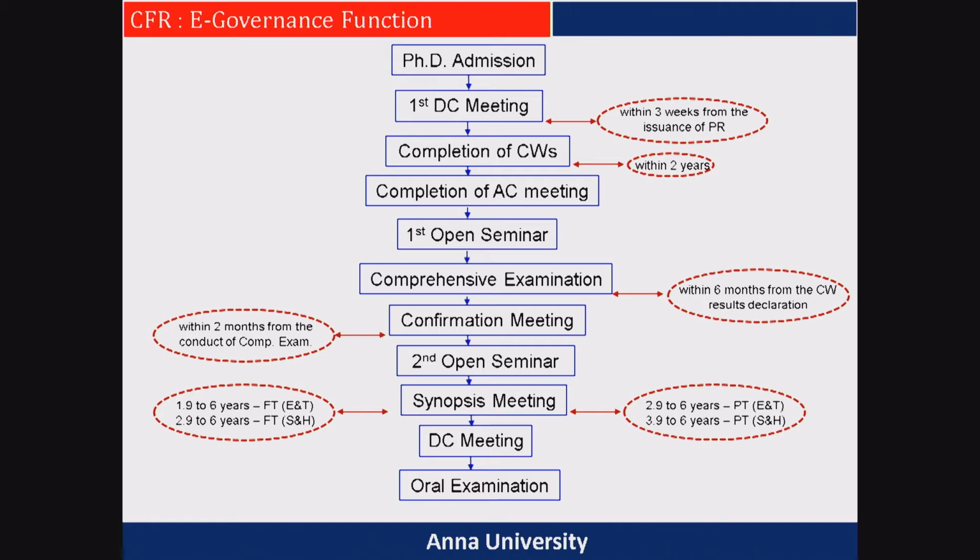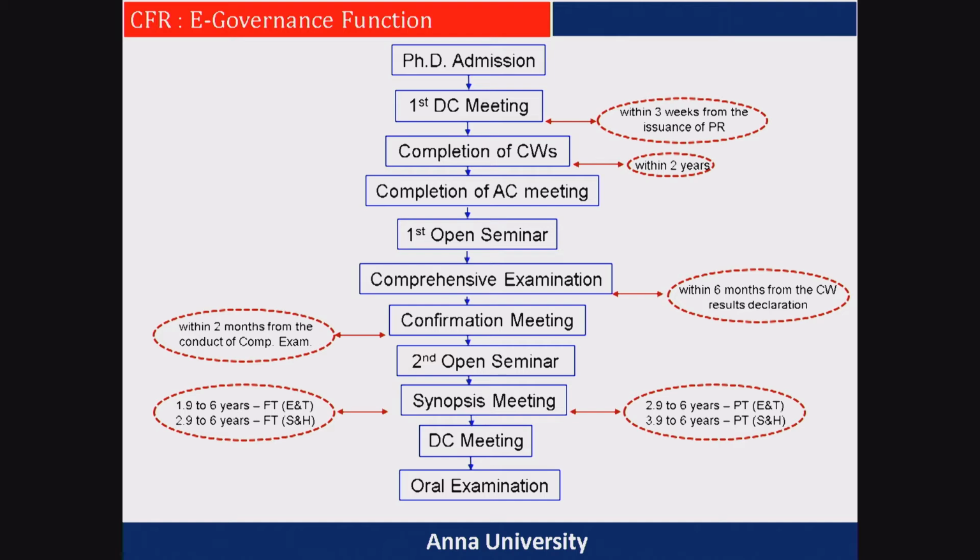Suppose the scholar is doing research in full-time mode, but in science and humanities. For them, the minimum duration is 3 years. 3 years for S&H background, 2 years for engineering and technology background. Strictly speaking, for 3 years you need the scholar to have 1 paper. A full-time scholar from science and humanities background can conduct a synopsis meeting once they complete 2.9 years, 2 years 9 months, provided they have 2 published articles in a regular issue.